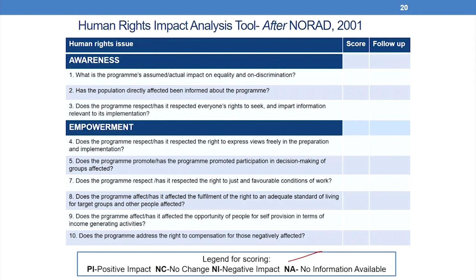Does the program respect, or has it respected, everyone's right to seek and impart information relevant to its implementation? The same example of employment guarantee. Now, when we are talking about people demanding work in a certain program, have we ensured that everybody's right of seeking work is respected? If you have read the NREGA Act very closely, you will see that everyone who is seeking employment should be given work within 15 days of seeking employment, and if they have not been provided work within the next 15 days, they would get some kind of an unemployment allowance. So, here the question is, does the program respect everyone's right to seek work, or are there people who have not sought employment because they have not been informed about the program in the first place?